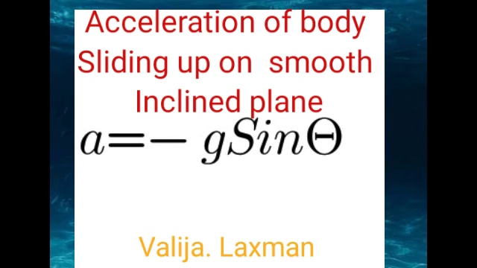So totally we got 4 situations: body sliding down on a rough inclined plane, body sliding down on a smooth inclined plane, body sliding up on a rough inclined plane, and body sliding up on a smooth inclined plane. If you are able to remember these 4 formulas, you will be able to solve the problems regarding the motion of a body on an inclined plane. Thank you.